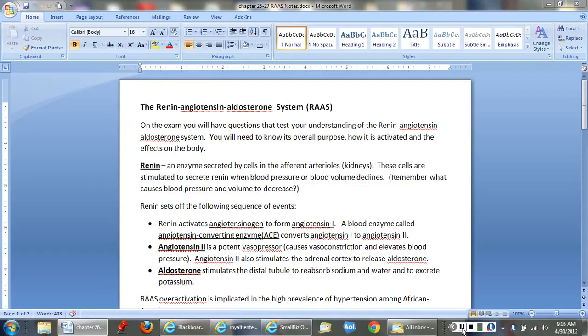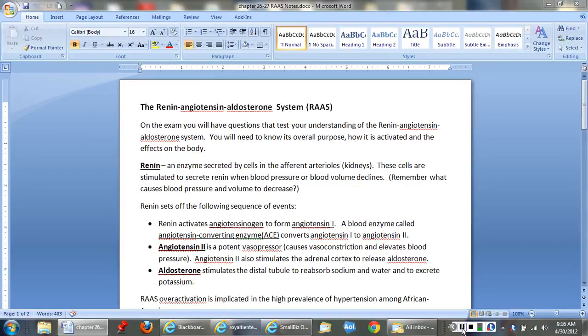You all remember aldosterone? That's a hormone that does what? You all remember that? Was that on your list? Aldosterone? List of hormones? So aldosterone stimulates the kidney to reabsorb, key in on those, reabsorb sodium and water and to excrete potassium.